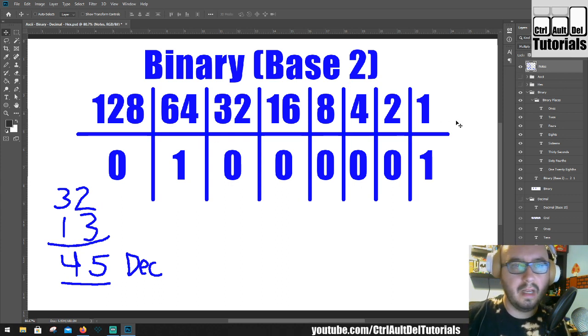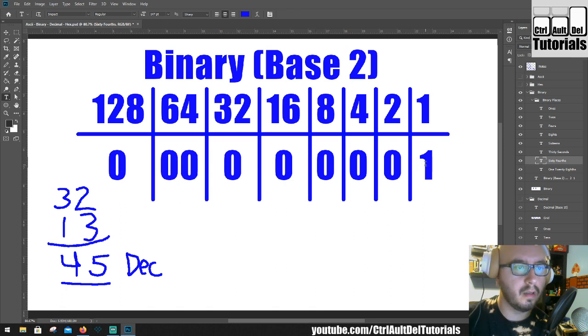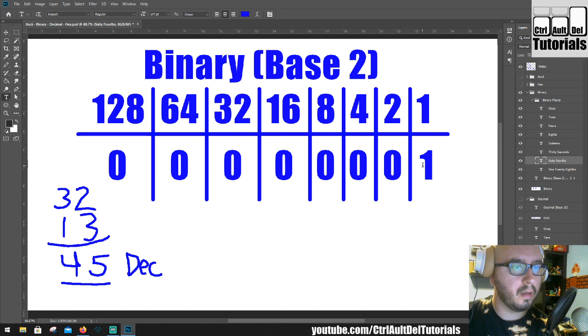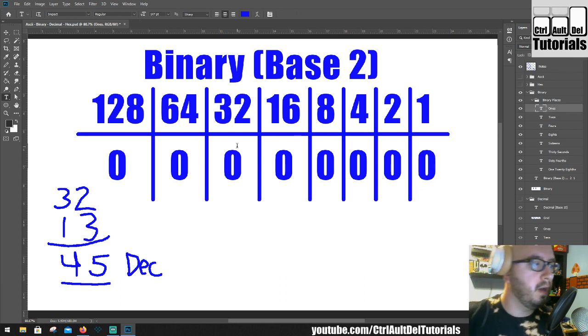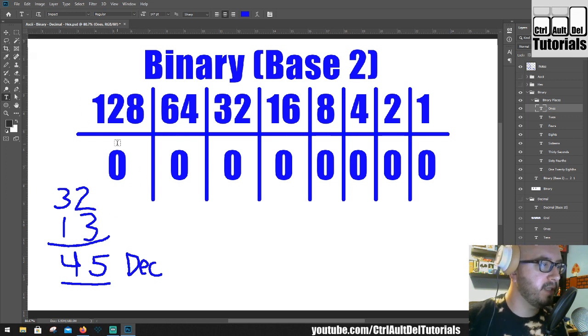So, how do we do this? We start on the left. So let me just change all of these back to zeros. Okay, so we look at 45 and we say, hey, can I subtract 128 from 45 and still have a positive integer? No, can't. Okay, so that means I have a 0.